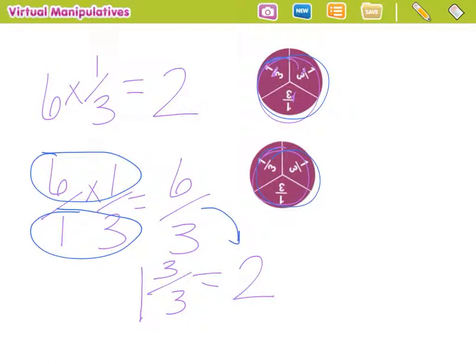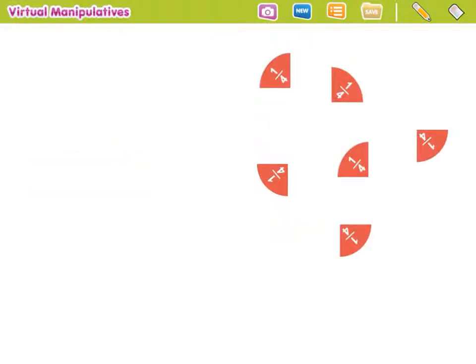So let's practice with another fraction just to make sure we've got it. So what am I illustrating here? I'll count. I've got 1, 2, 3, 4, 5, 6 of something. And what are those? Oh, they're 1/4. That is 1/4 of a circle. So 6 times 1/4.